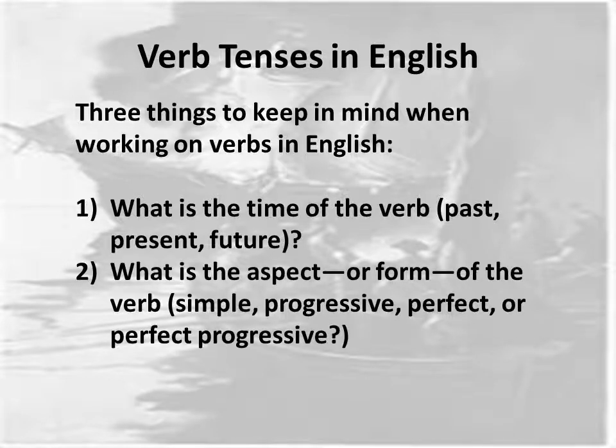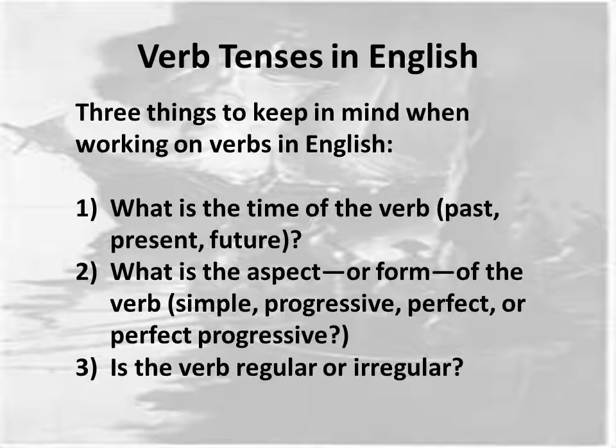Number two, what is the aspect, or what teachers often call form of the verb? That means, is it simple? Is it progressive? Is it perfect? Or is it perfect progressive? And some people call the progressive tenses continuous. And number three, is the verb regular or irregular?